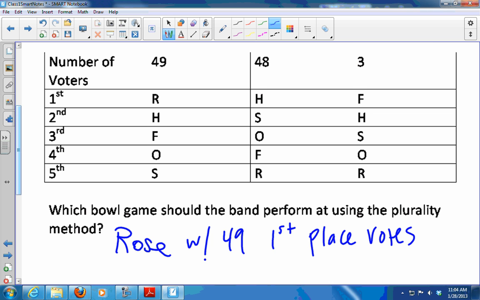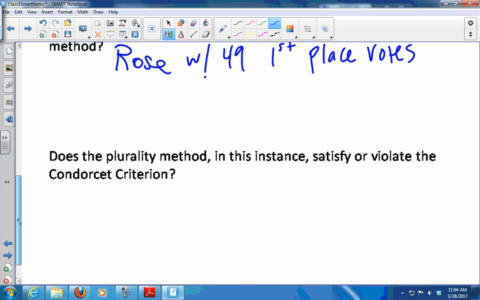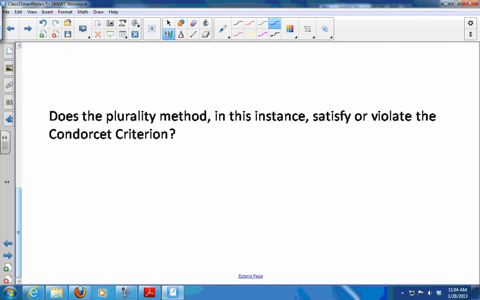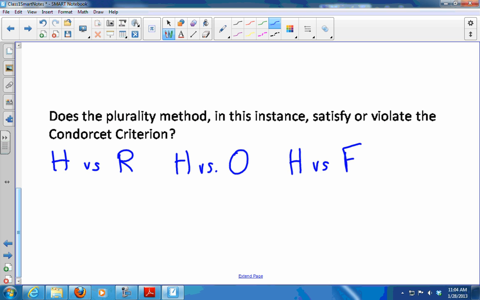So the plurality method may not be fair in this instance, right? And in fact, let's look at the Hula Bowl, and we're going to put Hula head to head against everybody else. So I'm going to do Hula versus Rose Bowl, Hula versus Orange Bowl, Hula versus Fiesta, and Hula versus Sugar. So that's everybody, I think, right? Yeah, it's everybody.